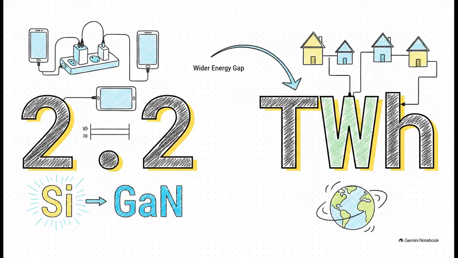If we were to take all 6.26 billion of those daily phone chargers and swap out those silicon chargers for gallium nitride ones, the energy savings would be profound. We would save 2.2 terawatt hours of electricity globally. That is a staggering figure. To put that into perspective, that is enough energy to power hundreds of thousands of homes for an entire year, all saved simply by utilizing a material with a slightly wider gap between its energy bands.